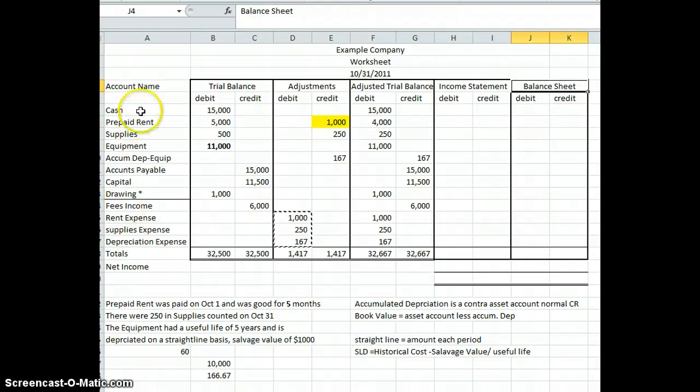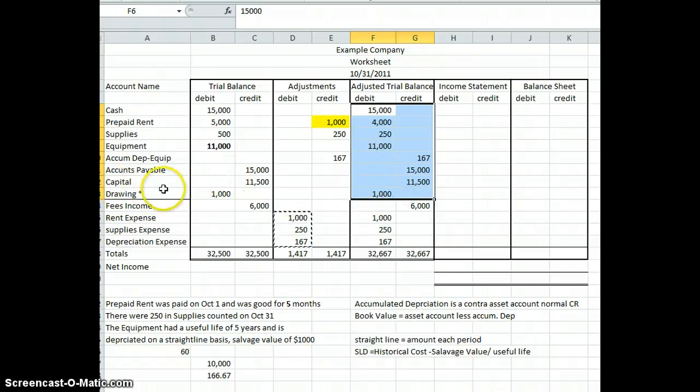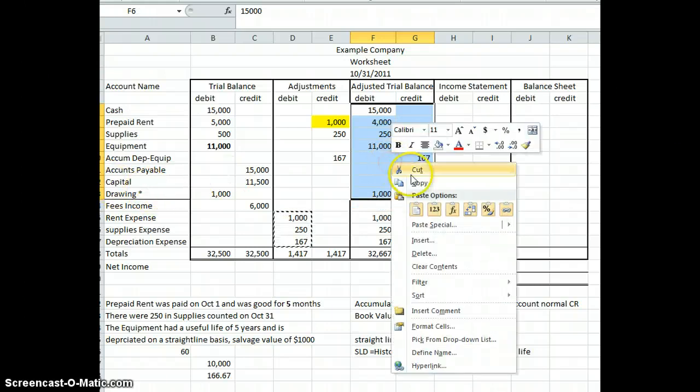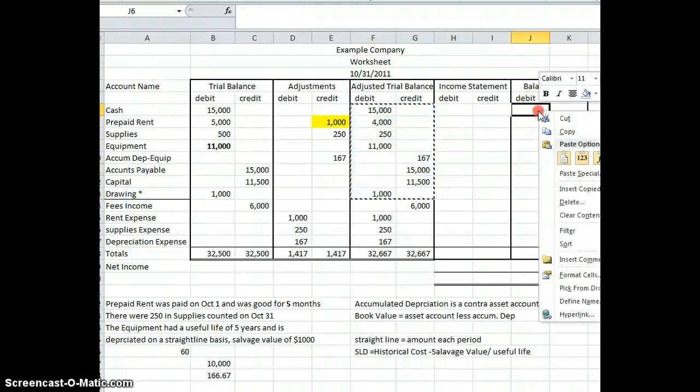Cash and capital and accounts payable all go on the balance sheet. The only thing that's a little funny is that we're going to add drawing. We don't have a statement of owner's equity account here at all, so we're just going to add drawing since it's a contra equity account with capital. So we're going to copy from cash down to drawing, and you can see I put a little line there to jog your memories. We're going to copy it over and put it in the balance sheet.